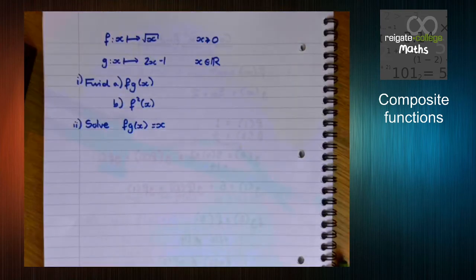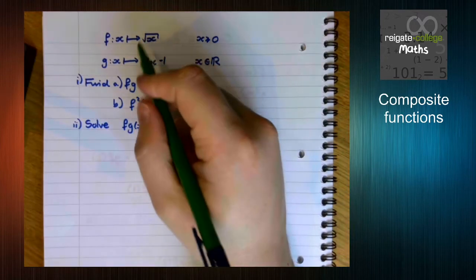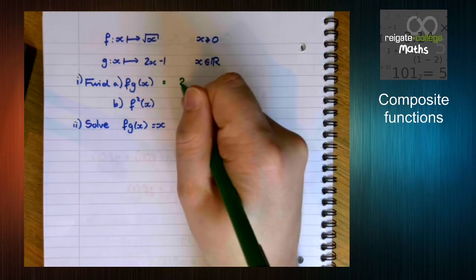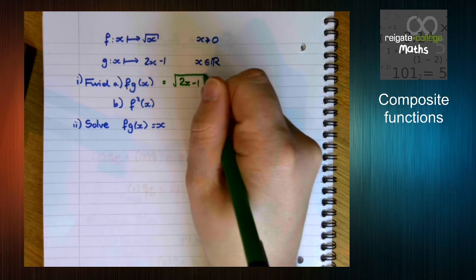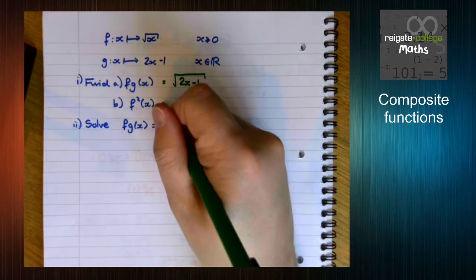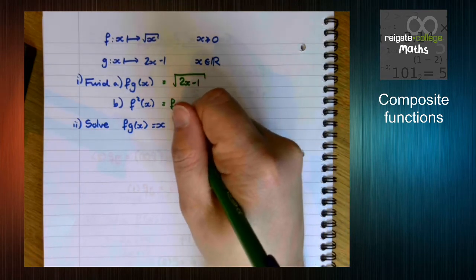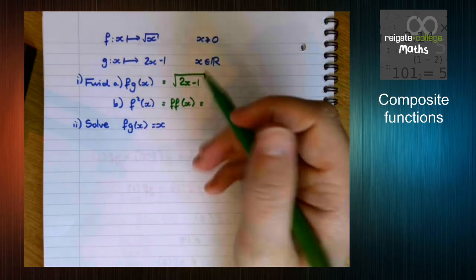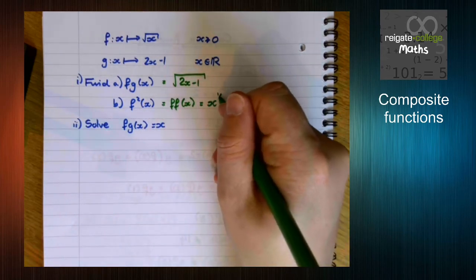Okay, so here's an example. If you have a go, pause the video, and then come back and we'll go through the answer. So fg of x, we can see, we're going to put g into f. So this is 2x minus 1 square rooted. Now this f squared may have confused some of you, but some of you may have figured it out. This is just the same as ff of x, which is the square root of the square root. So this is x to the quarter.